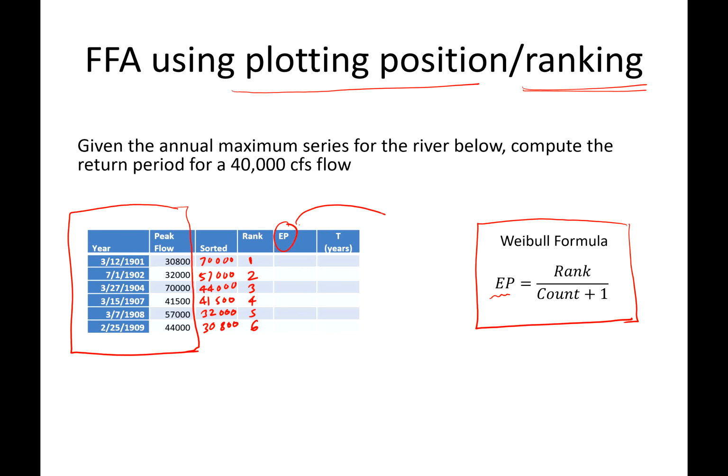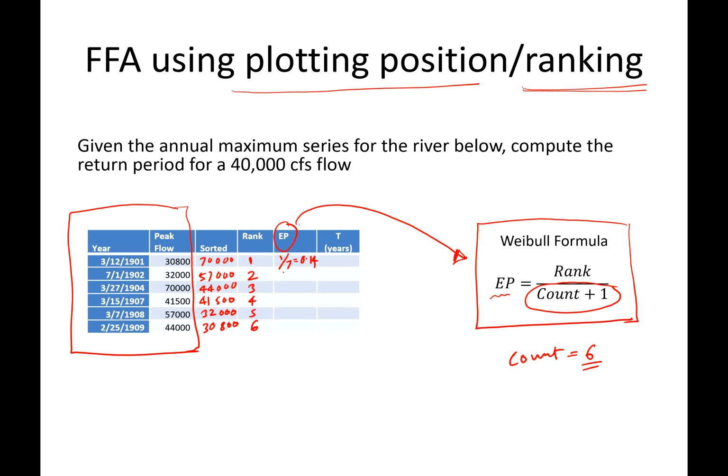So this exceedance probability is calculated by using this equation. In our case, count is equal to 6. The reason we use count plus 1 at the denominator is to make sure that we don't get 100% exceedance probability for any of these values. For example, if we did not use count plus 1, this value would have an exceedance probability of 100%, which is not likely. So that's the reason why we have count plus 1. The exceedance probability in this case will be 1 over 6 plus 1, which is 7. So that value comes to around 0.14.